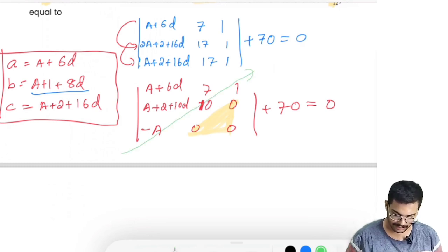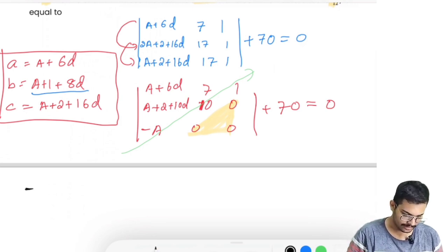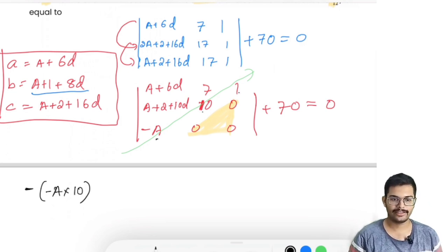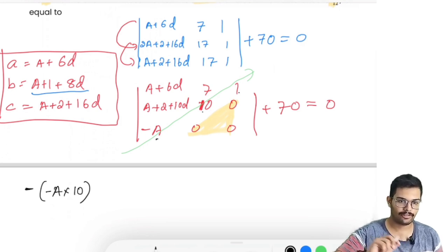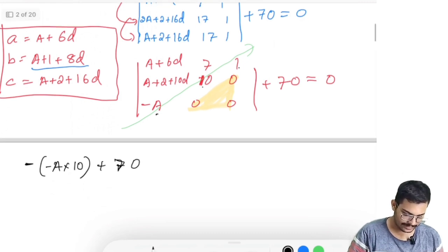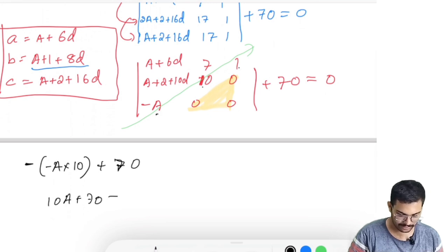As it is not in the main diagonal, the determinant value will be the negative of the product of the off diagonal values, which is equal to minus of minus A into 10 into 1. That is minus A into 10. The negative of the product of all off diagonal elements, plus 70 equals 0. We can write 10A plus 70 equal to 0.